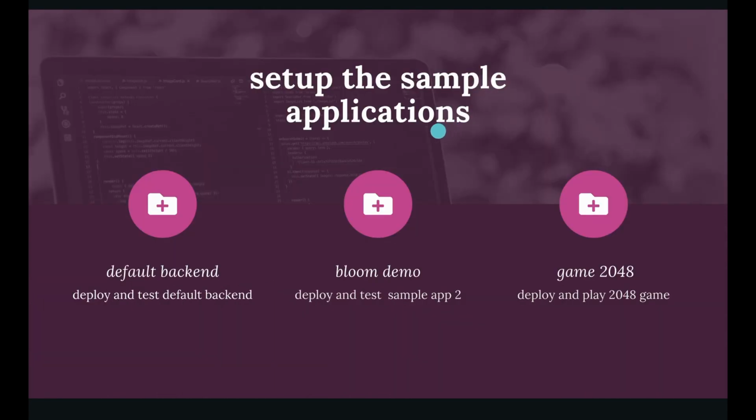Then we had 3 sample applications. The default backend serves as the default landing for any hostnames that are not registered by Ingress that are pointing to our subdomain. Then for the Bloom demo, this is a demo application with links to our social sites. We also have the game that we just played towards the end after installing it.